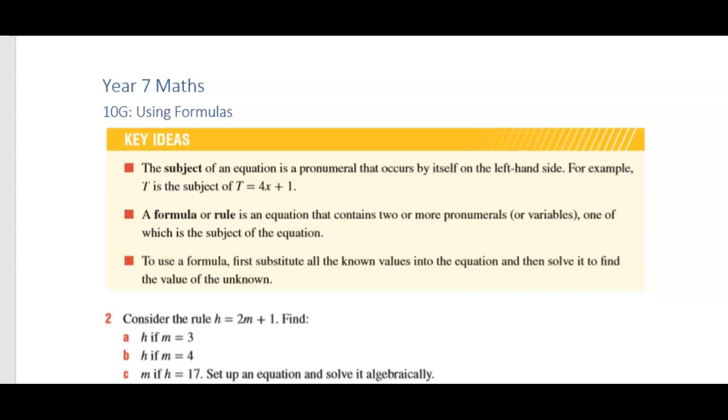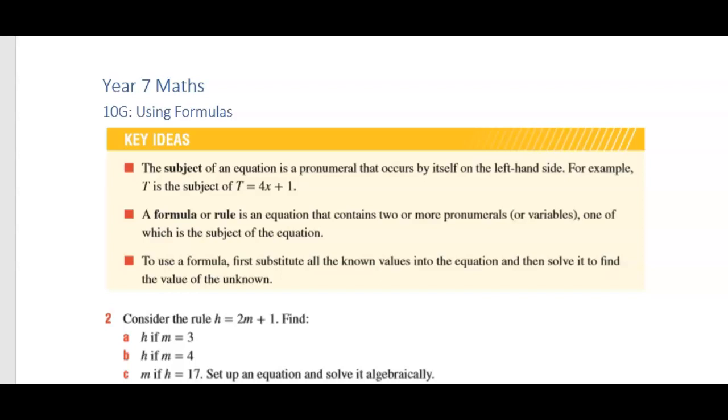Hi ladies, in this video we're going to go through the questions for 10G, which is using formulas. So we've been looking at equations up until now, and a lot of real life applications actually require you to use a formula, and you've probably been doing it without actually realizing it.